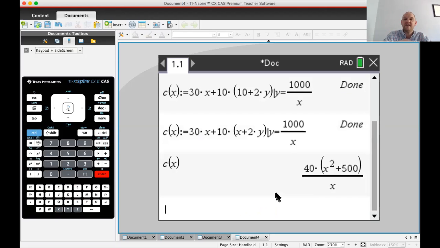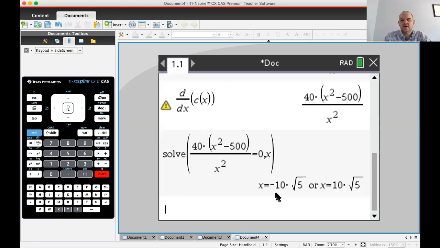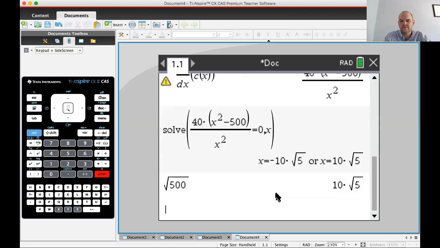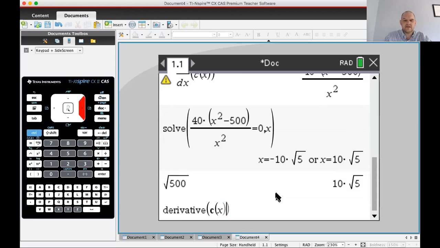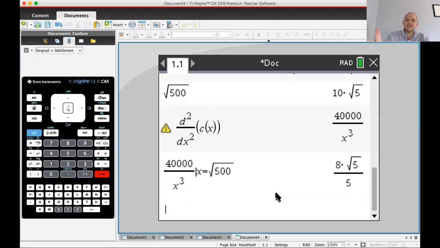So C of x. That looks like what we had. Derivative. That's the thing with the calculator. I'm willing to just keep going because I know that going back isn't going to be that bad. Solve the answer equals 0 for x. Okay, so that's the square root of 500. Rationalizing calculator all the time. Then I did the second derivative of C of x with respect to x, such that x equals the square root of 500. I got a positive, which means concave up, which means we're at a minimum. It was the only critical point on the interval, so it's the absolute minimum.